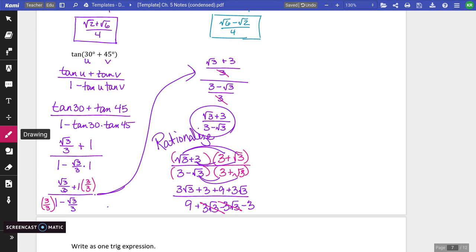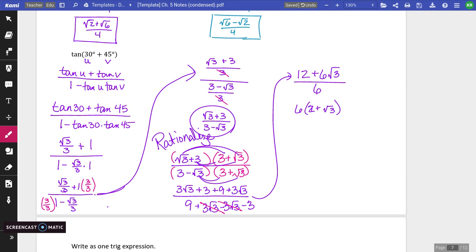We have some like terms in the numerator. So we have 3 and 9, that's 12. And then 3 root 3 plus another 3 root 3, so that's 6 root 3, all over 9 minus 3 is 6. I can factor a 6 out of the numerator, and then those 6's would reduce, and we have 2 plus square root of 3. So tangent of 75 degrees as an exact value is 2 plus square root of 3.